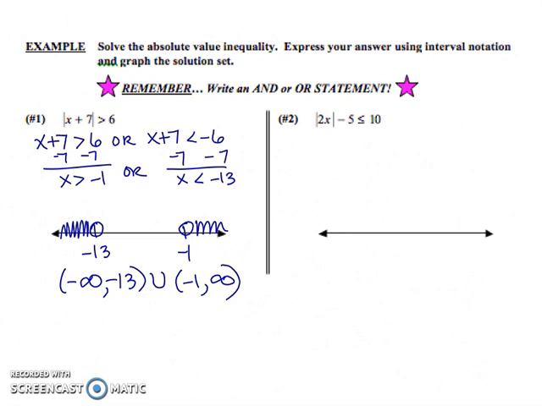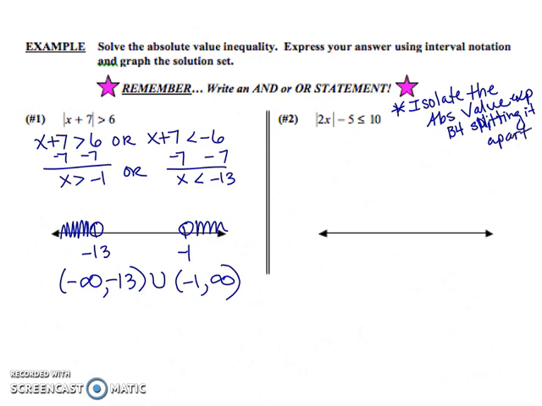Number 2, there's a little bit of a trick here. We're going to make a little note. On this problem, we have to isolate the absolute value expression before splitting it apart. So that means that first we have to add 5 to both sides because we have to get that absolute value of 2x alone. So that gives us 2x is less than or equal to 15.